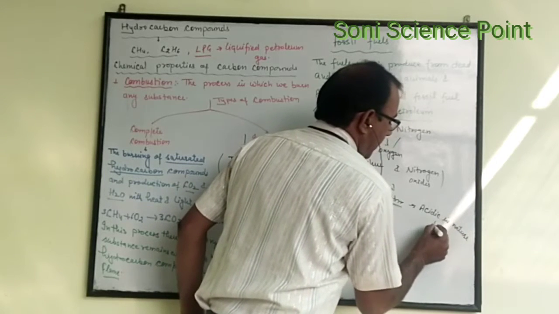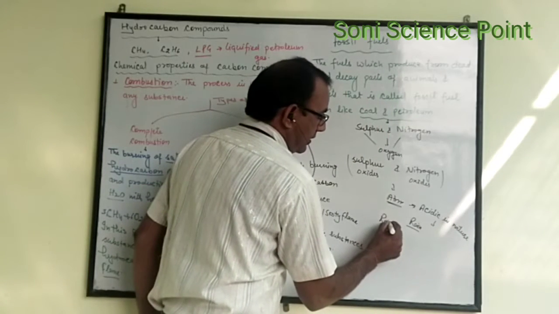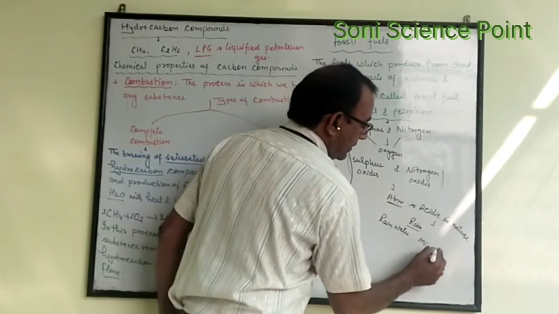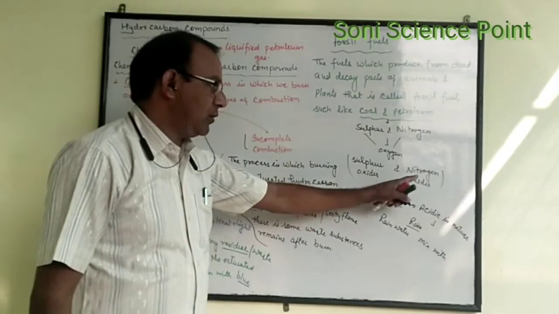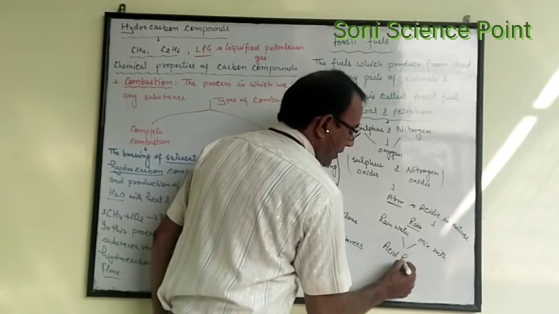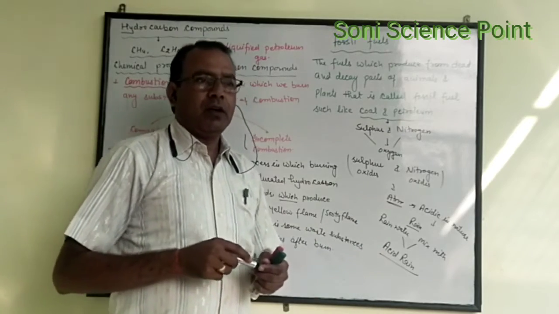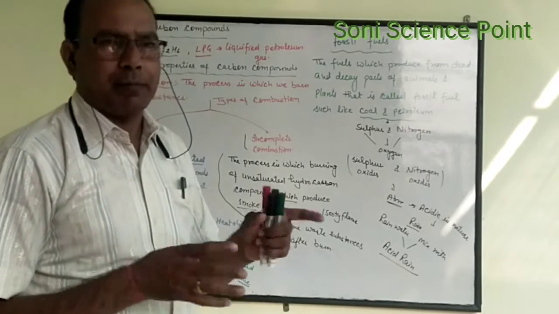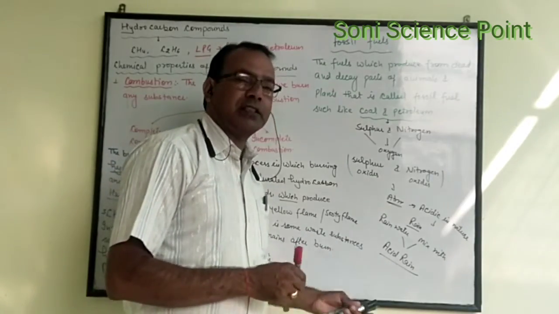And whenever it rains, the rain water mixes with these oxides, sulfur oxide and nitrogen oxide, and it may cause acid rain. We have already studied the harmful effects of acid rain. Acid rain may affect our plants, crops, as well as monuments or statues which are made up of marble. One recent example of the cause of acid rain is the Taj Mahal.